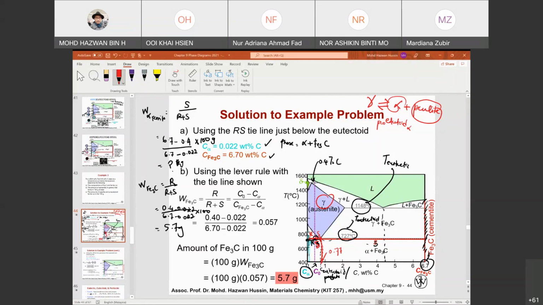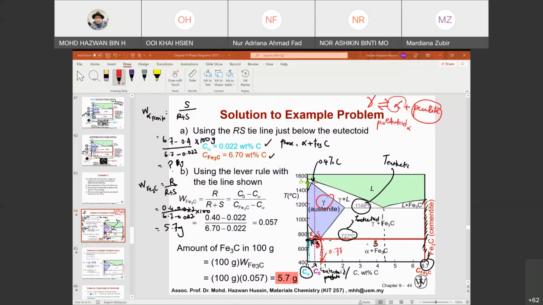As I said, referring to this phase diagram, it is completely different from what we have seen just now. The difference is the n. Before this, we were looking at the n until 6.7, but now the n is until 0.77, because the question only asks about formation of perlite and also pro-eutectoid ferrite. So perlite is equal to the composition of eutectoid at 0.77. So now the line stops here. It doesn't go until cementite.